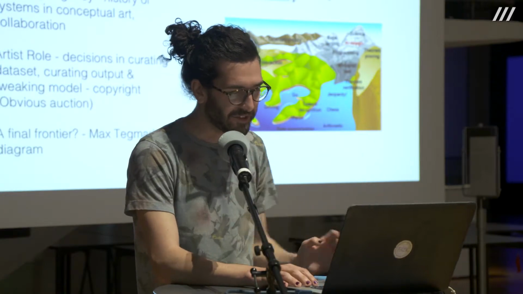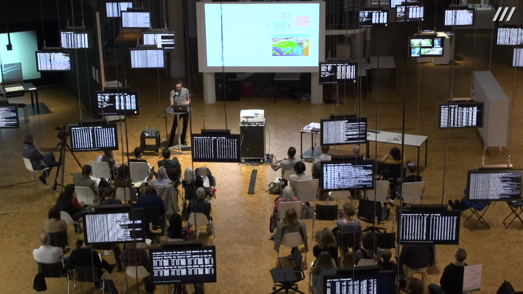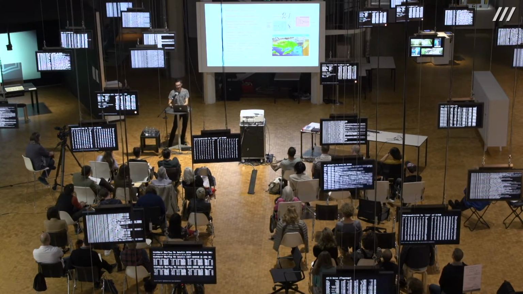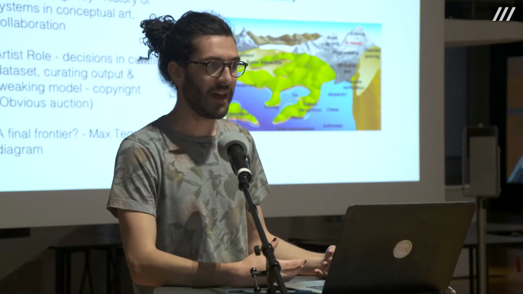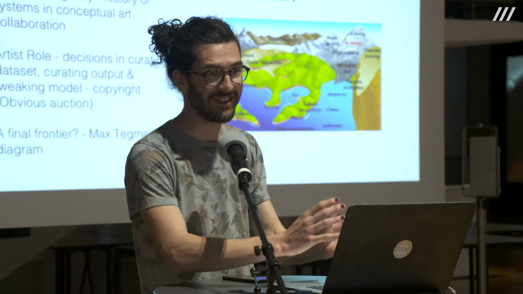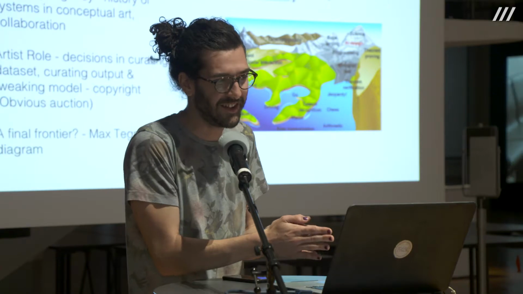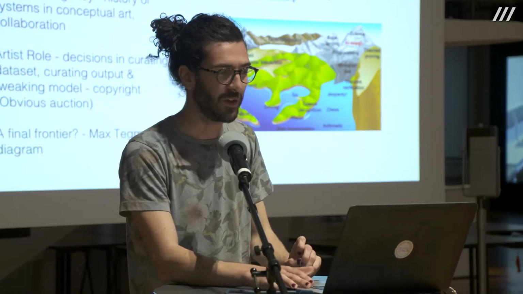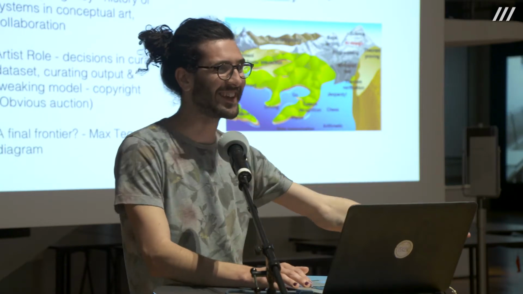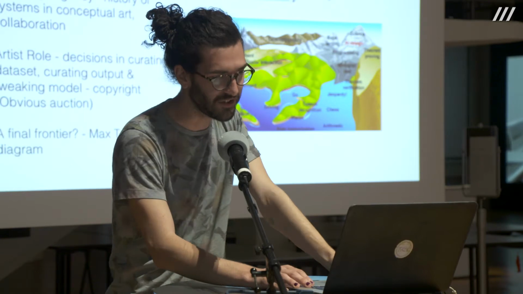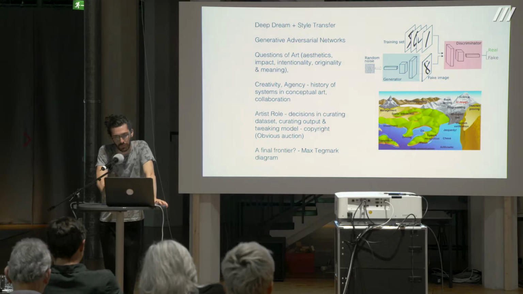I suppose that was a big controversy recently with the art auction with Obvious, where they were maybe overclaiming the role of the algorithm and claiming it had full autonomy. And I suppose that's the thing, that the artist had a decision in curating the data set that was inputted into it. You can change the parameters of the network and all the hyperparameters, and then you curate the output that comes out of it as well. So in fact, the artist is very much in charge of these techniques and what you're doing with them.